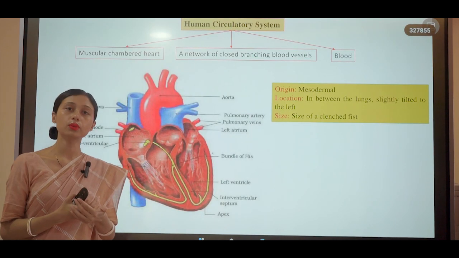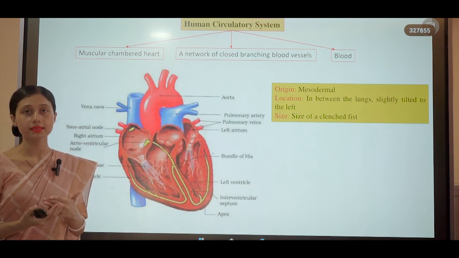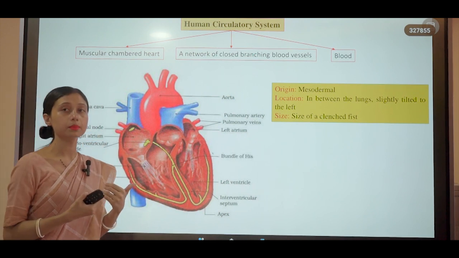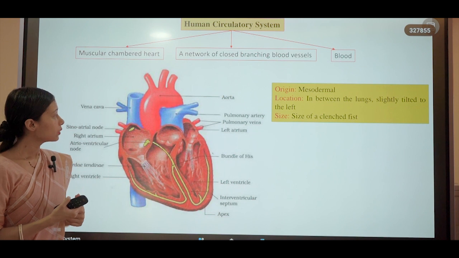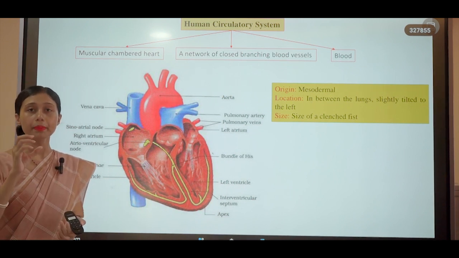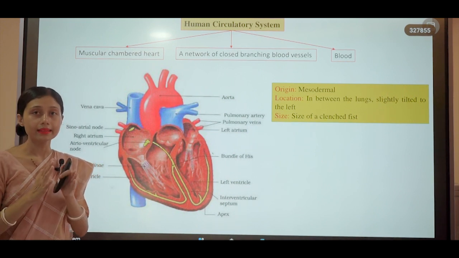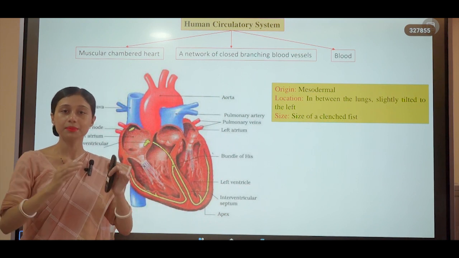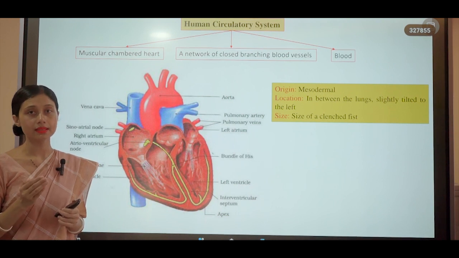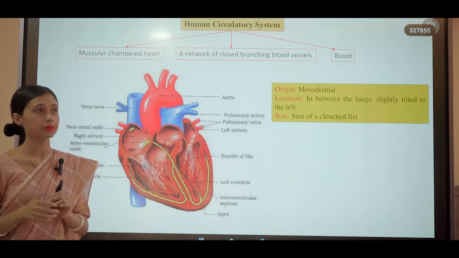So students, now we are going to discuss the structure of the heart. We know the human circulatory system consists of a muscular chambered heart, a network of closed branching blood vessels and blood. We know our heart is mesodermal in origin, that is, it is a mesodermally derived organ, and it is located in the thoracic cavity in between the two lungs, and the space in between the two lungs is known as the mediastinum. And remember, our heart is slightly tilted to the left.